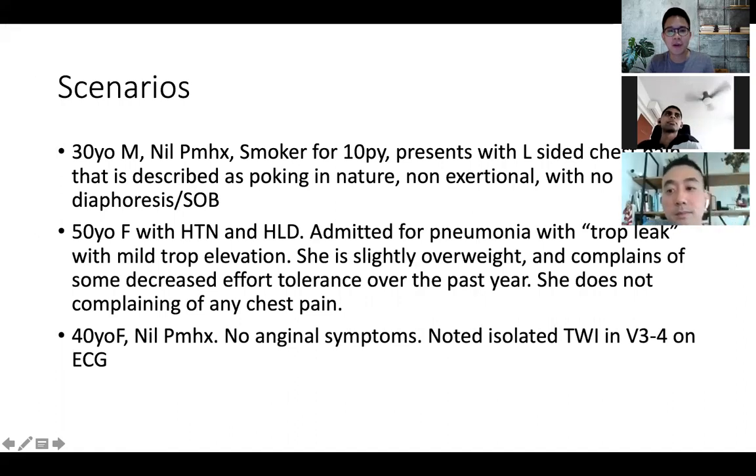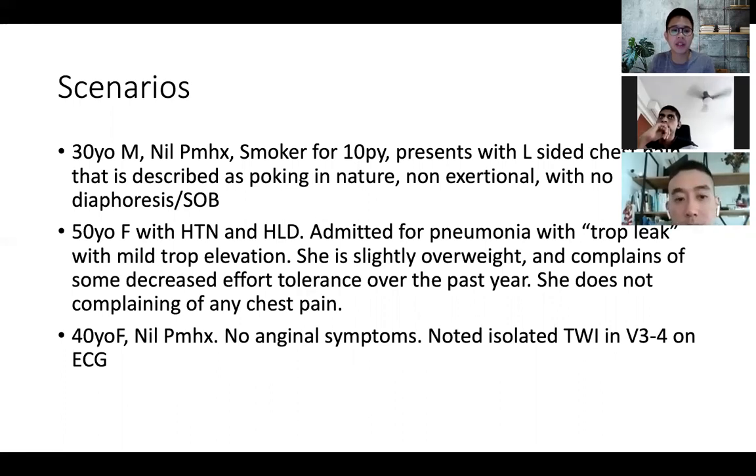The first scenario is a 30-year-old young patient who's a smoker and comes in with what sounds like not very cardiac sounding chest pain with no associated red flags. The second is a 50-year-old female with background hypertension, hyperlipidemia, was admitted for pneumonia with a rise in troponins. She's slightly overweight and has some decreased effort tolerance in the recent years. However, specifically no chest pains.